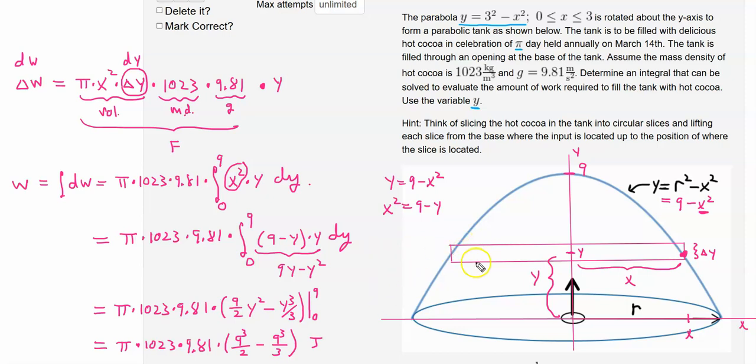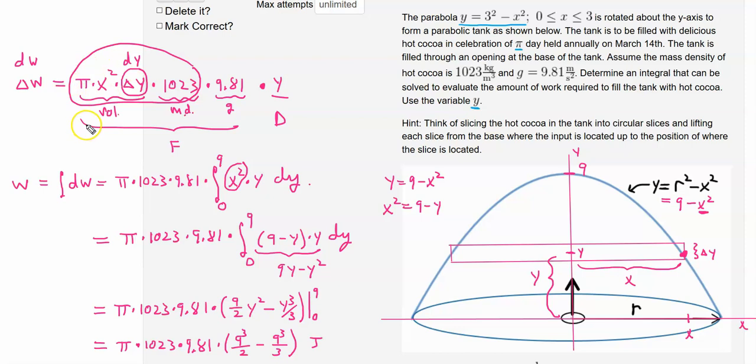It's not too bad. Just have to think of taking a little slice, have to realize that this is really a disk when we take the slice here, calculate the volume of that slice, multiply by the mass density. This gives us the mass of the slice right here, right? All of this was the mass of that slice. Multiply by 9.81. That gives us the force it takes to lift that slice. Multiply by the distance that we are lifting the slice. Okay? And that gives us the small amount of work.